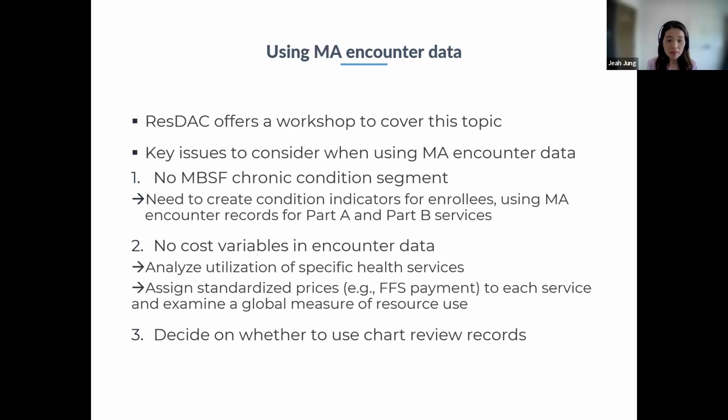And then finally, MA encounter data has some chart review records which are not present in fee-for-service claims. So for your own study, you have to decide whether to use chart review records or not. This probably depends on your research aims, and it's also the researcher's discretion.